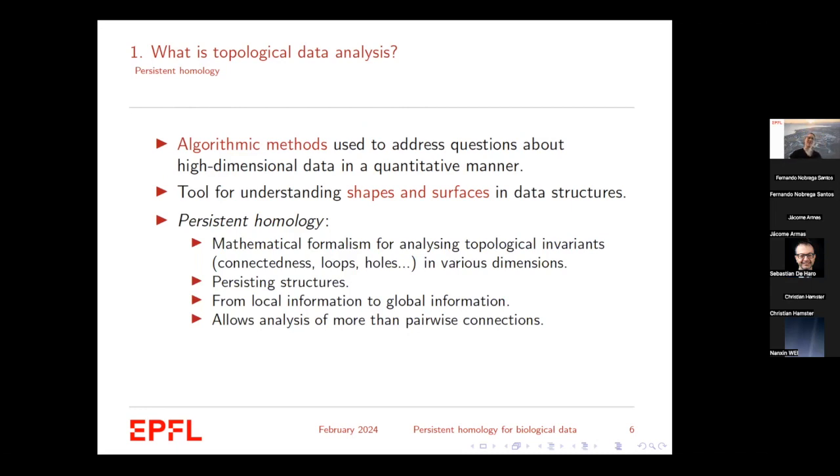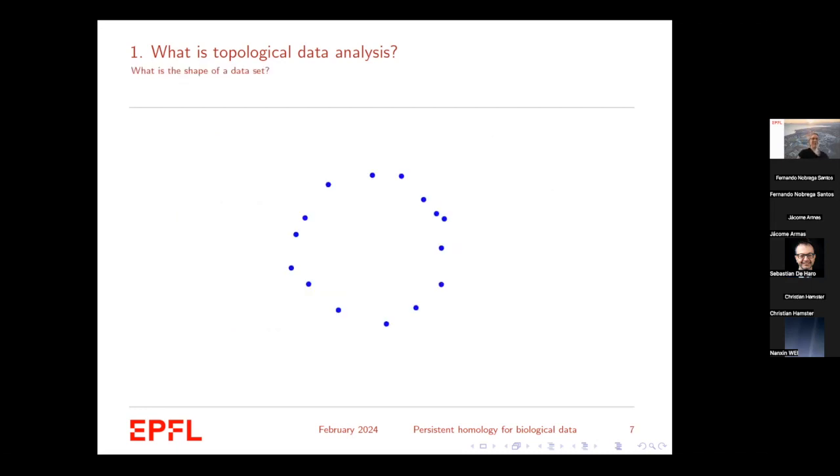So again, you're interested here in connected components, loops and holes in various dimensions in your data. But in addition to just saying that they're there, you also get a notion of how persistent they are across multiple scales. You're looking at local information in your data set to get an idea about the global properties. And what is really nice in the context of networks is that you can include more than just pairwise connections.